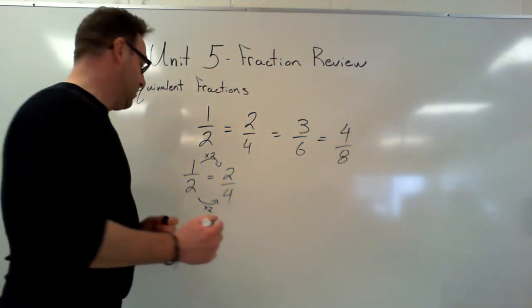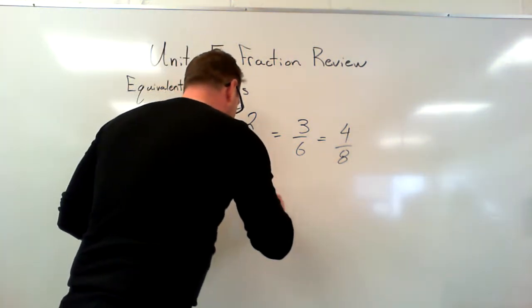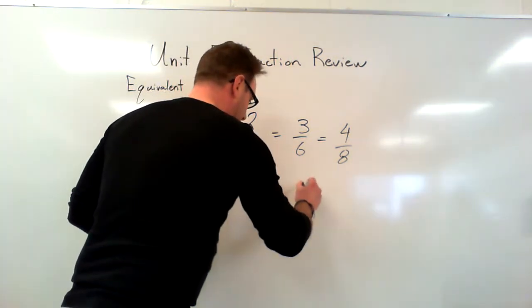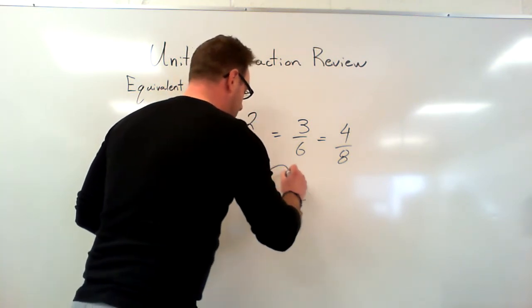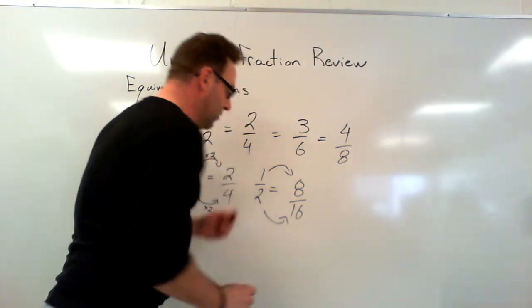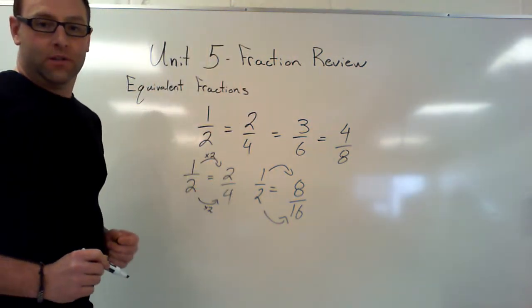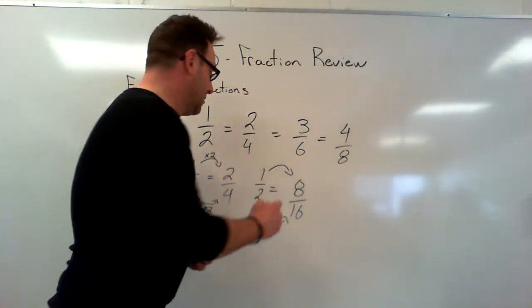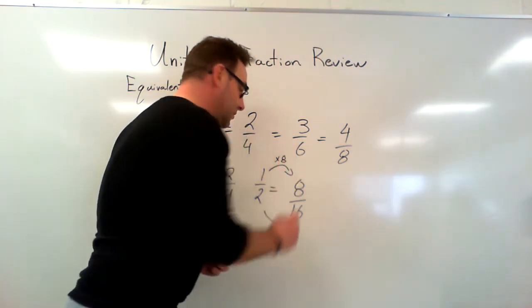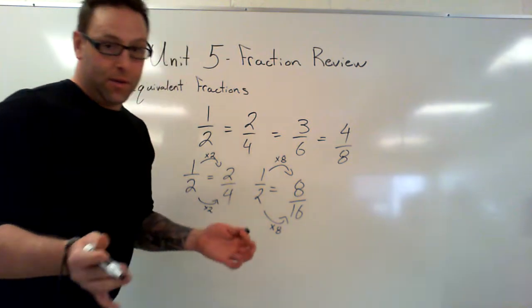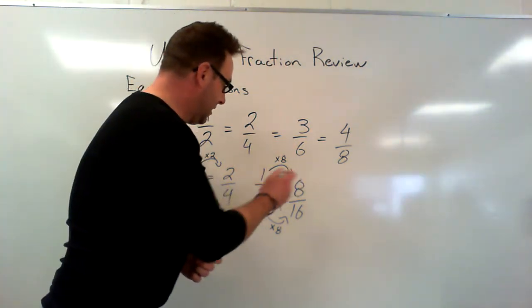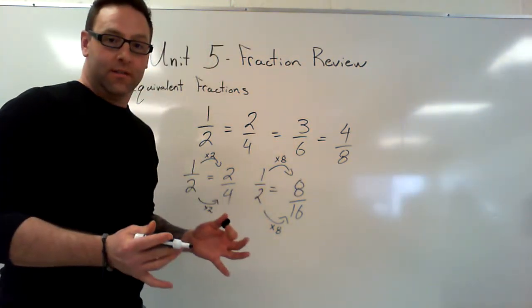Let's look at another example. One over 2 equals 8 over 16. How did I get there? Times the top by 8, times the bottom by 8, and I get 8 over 16. Okay?